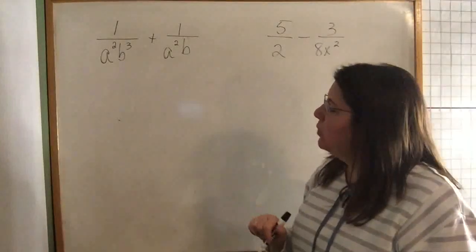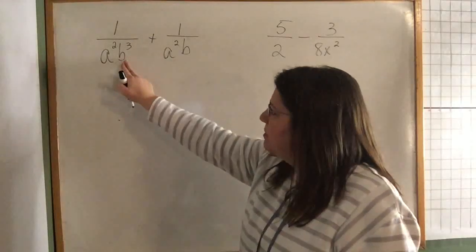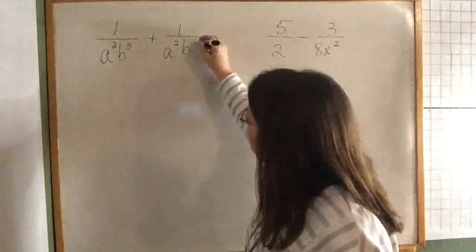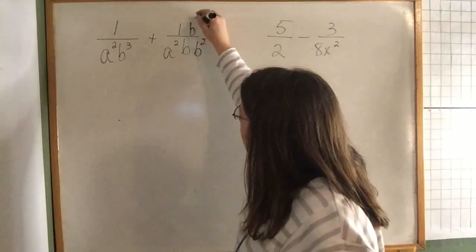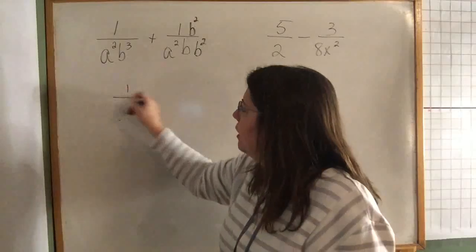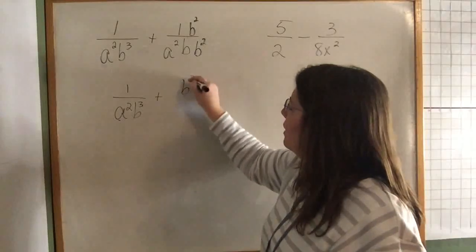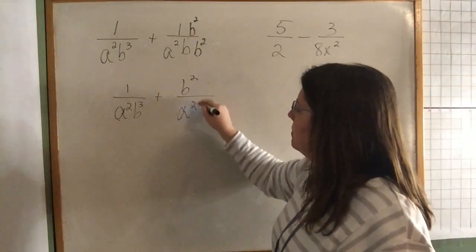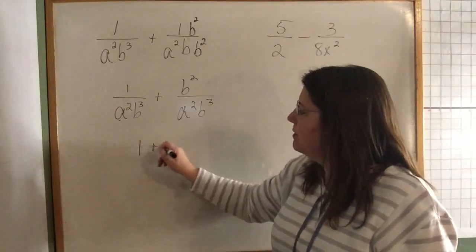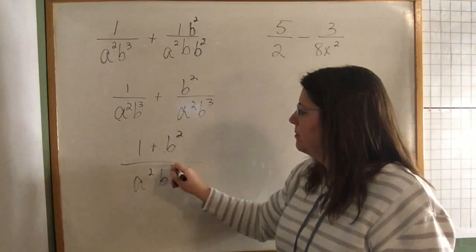For this one, I want to get the common denominators. They both have an a squared. This one has b cubed. This one has b, so this one needs 2 more b's. So I need to multiply the top and the bottom by b squared to force this to be b cubed so that they will be the same. So I have 1 over a squared b cubed plus b squared over a squared b cubed. And then I add everything together. So I'll have 1 plus b squared all over a squared b cubed.